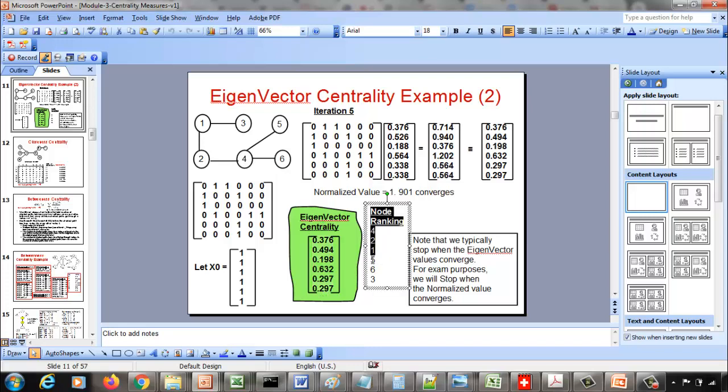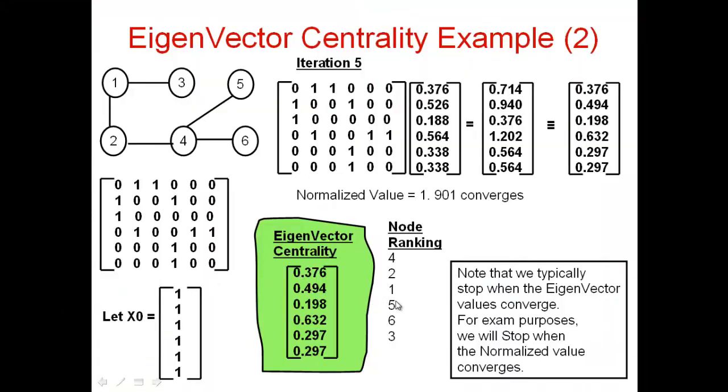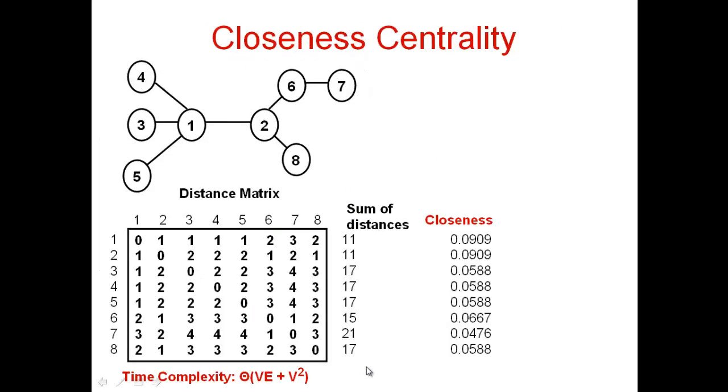So if two vertices have the same score, then we break the tie based on the node ID. We will also look at some other ways to break ties more formally, but if I don't ask you to do all those things, just break the tie based on node ID. And then 0.198 is the smallest, which is for vertex 3.